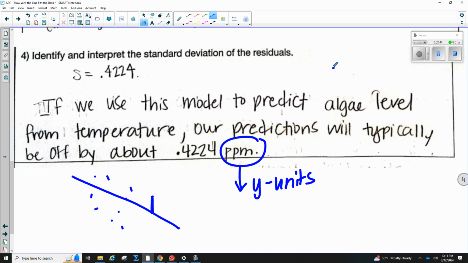If you guys need to go back and pause the video to write any of these down, feel free. Go ahead and pass it over and you guys can start on the homework.